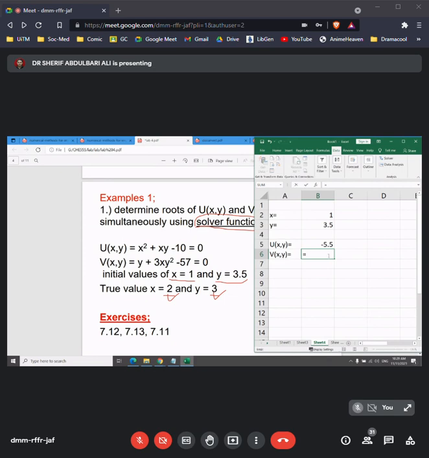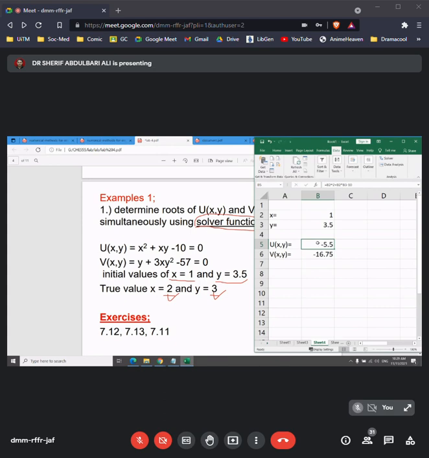It's equal to the value of y, which is 3.5, plus 3 times the value of x times the value of y squared, minus 57. And hit enter. So the answer is negative 16.75. When you are going to prepare your Excel file, you cannot write negative 5.5 by yourself. You need to write it in the form of an equation as I just wrote it.